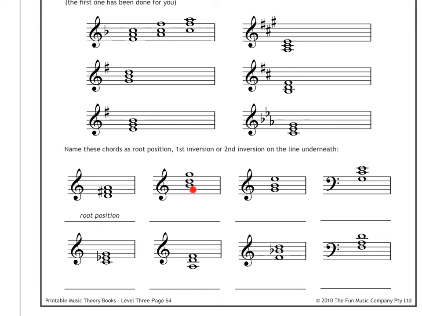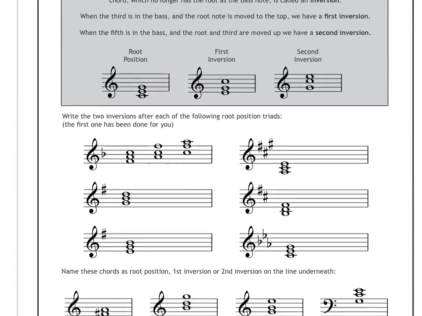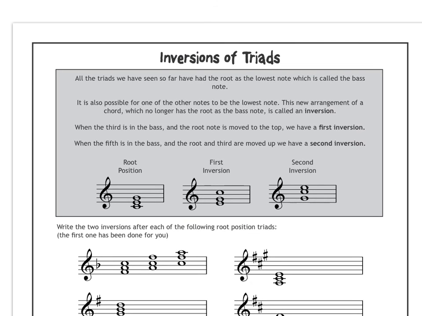So in your mind, you may want to rearrange some of these notes, move some notes up or down an octave to figure out where the root note is. All right? Remember, if the root of the triad is at the bottom, it's in root position. If the third of the triad is at the bottom, it's in first inversion. And if the fifth of the triad is at the bottom, it's in second inversion, just like you see at the top of the page. Okay, root position, first inversion, second inversion.